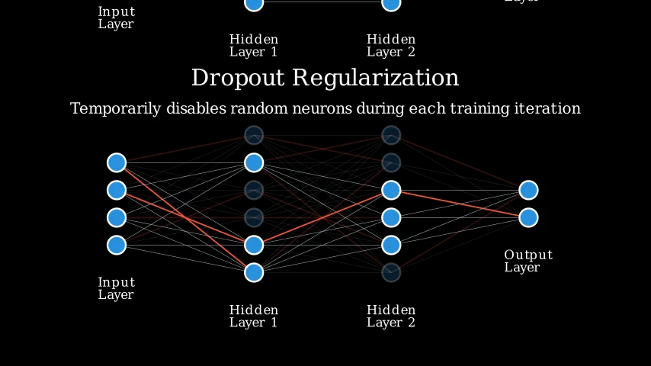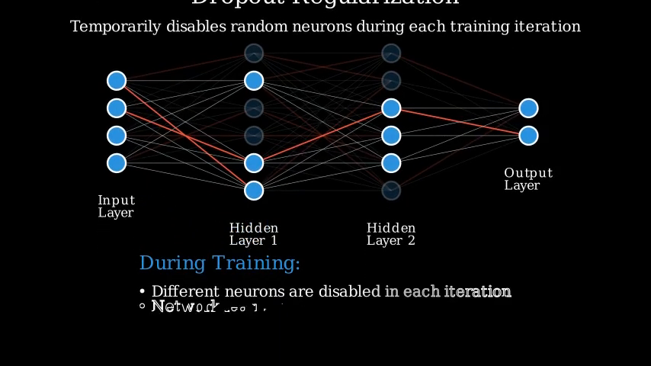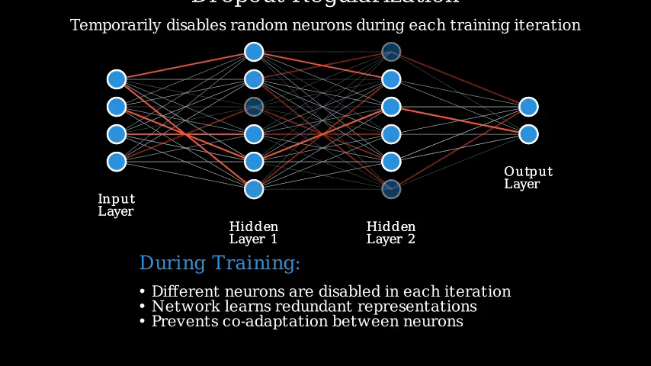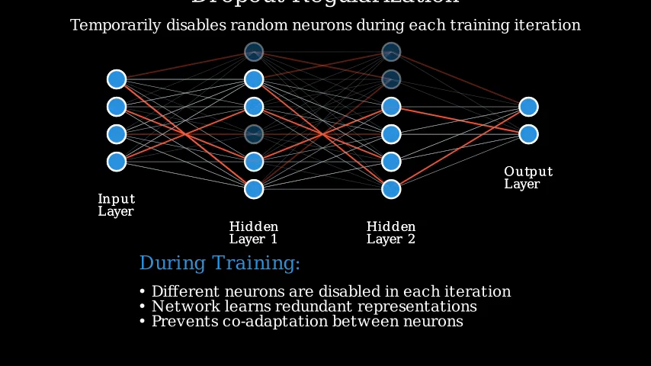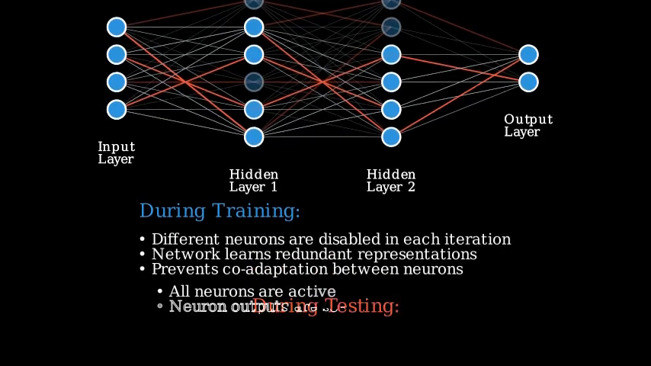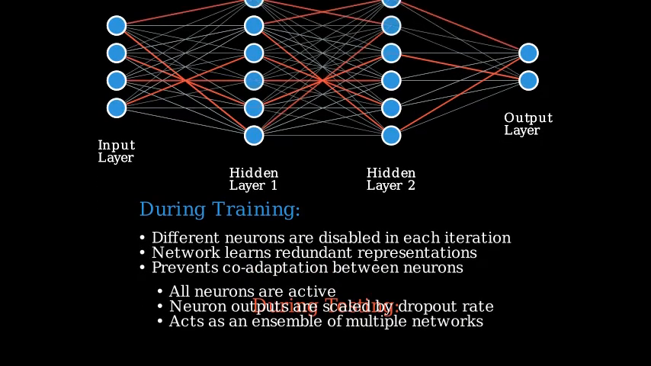Let's understand how dropout works during the training and testing phases. During training, a different set of neurons is randomly dropped in each iteration, forcing the network to learn more robust features. During testing, however, no neurons are dropped, but all neuron outputs are scaled by the dropout rate to maintain the same expected output. Let's briefly look at the mathematics of dropout.